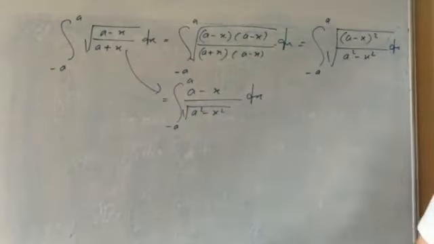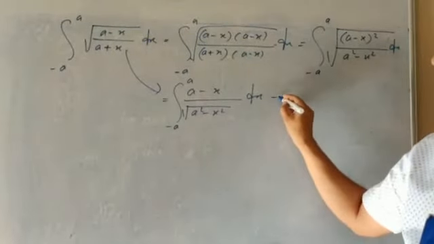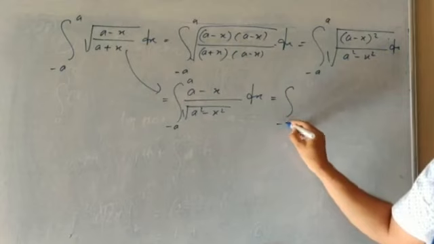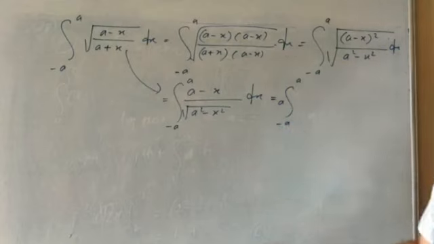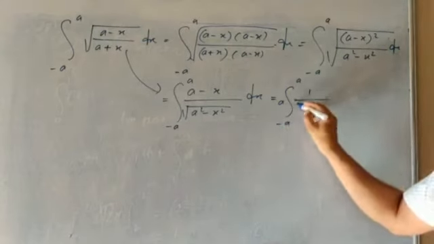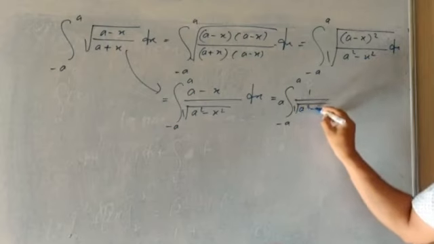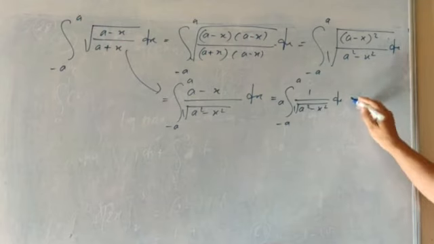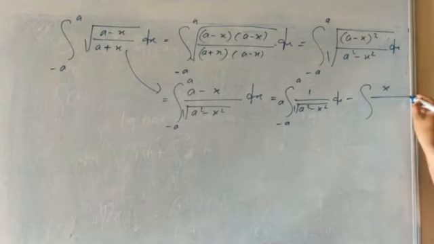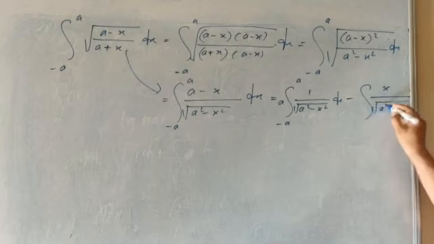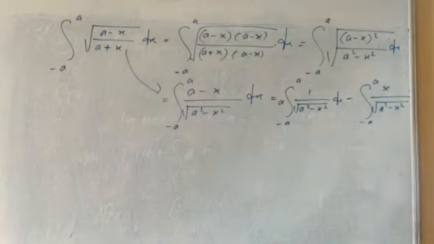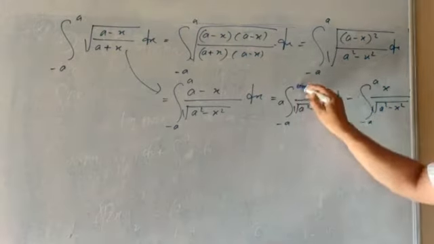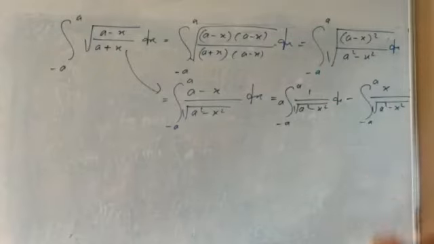Now if we separate this, I'll write it here: integration from minus a to a, a upon under root a square minus x square dx, and minus, x upon under root a square minus x square, from minus a to a. Now the question is divided into two parts. This a is of the previous step.